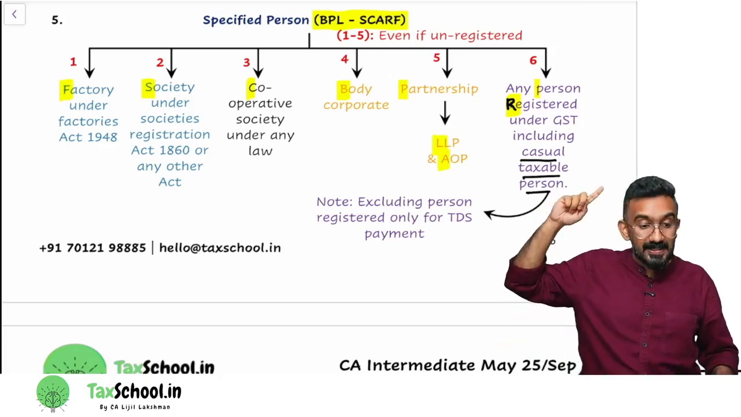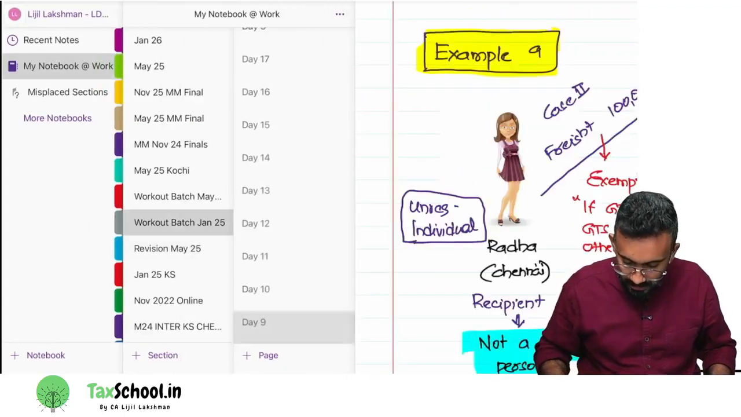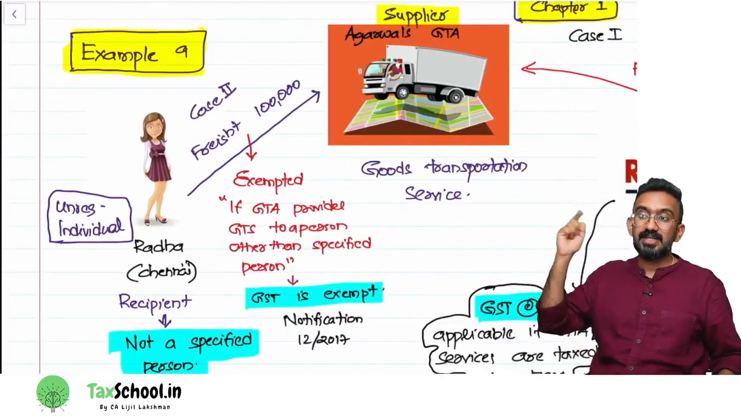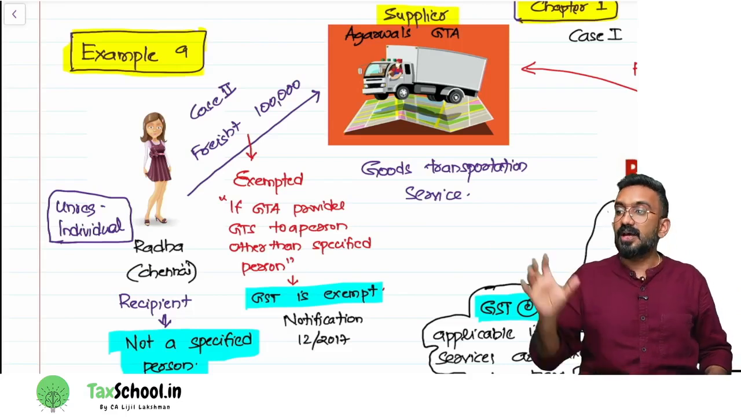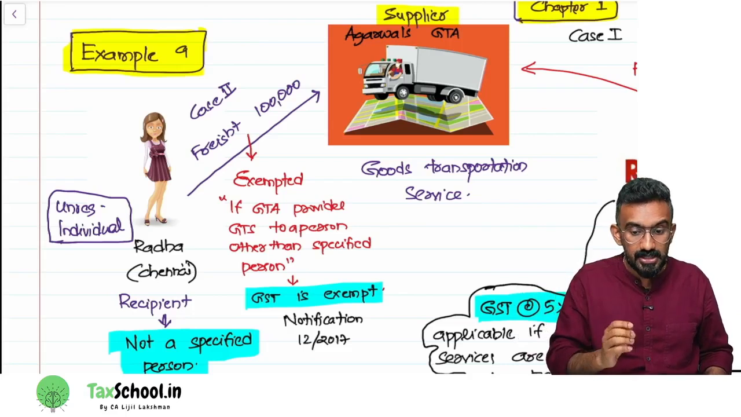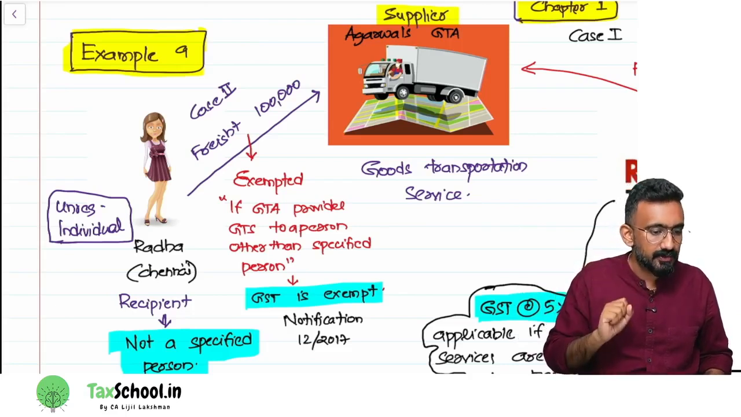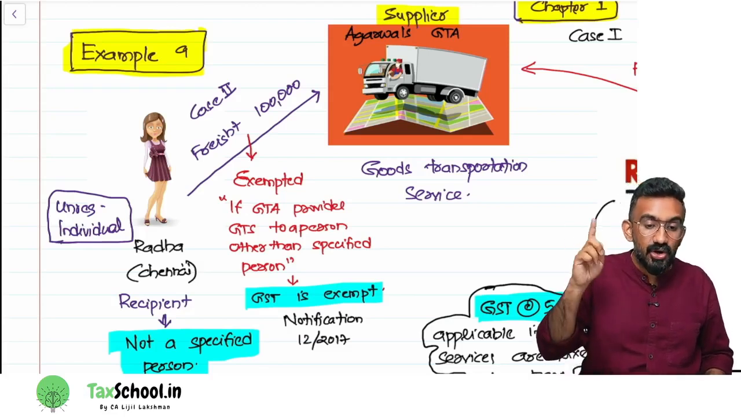Now, an unregistered individual is not a specified person. What happens then? Going back to our example, if Miss Radha is considered to be the recipient here, Radha is paying the freight to Agarwal GTA. Radha is the recipient because she pays the consideration. Is Radha a specified person? No, because Radha is not a person under the specified list. So will it be taxed under RCM? No. It is not taxed under RCM.